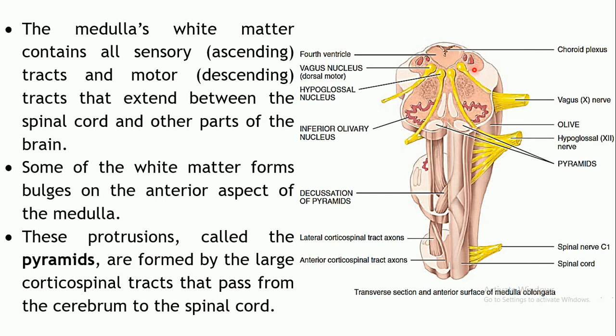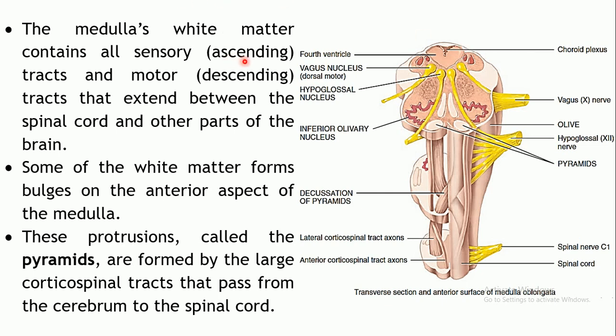Okay, so the white matter consists of all the sensory tracts, or the ascending tracts. What are sensory tracts? These are the tracts, meaning the collection of the axons in the CNS, and these are sensory, meaning they will convey the information in which direction? That is from the spinal cord towards the higher centers, that is the cerebrum.